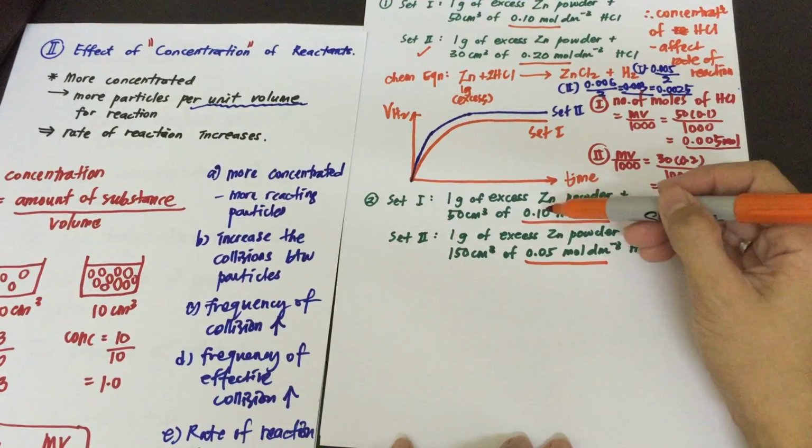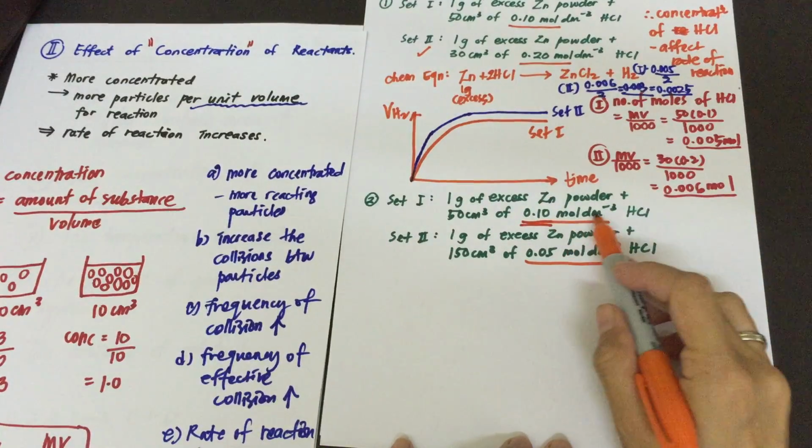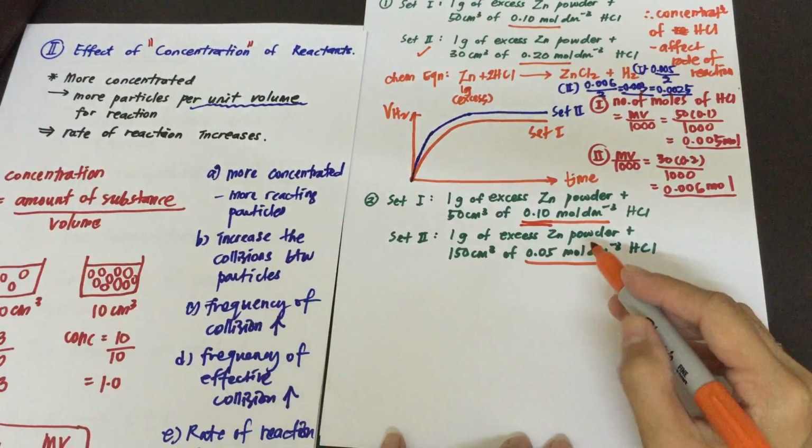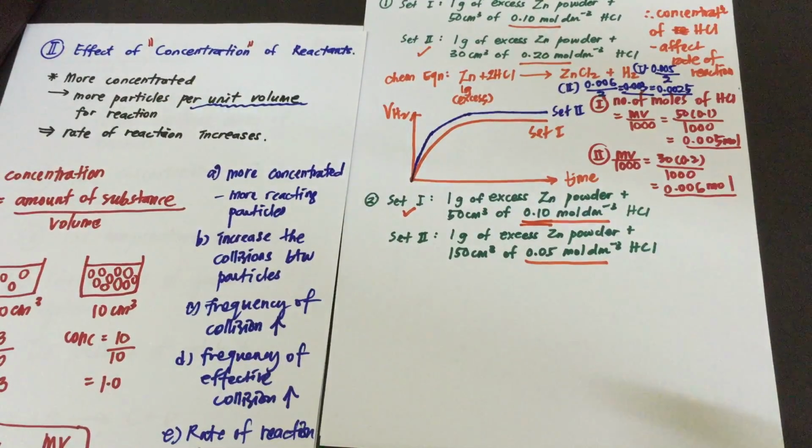So very obvious, the first set with 0.10 mole per decimeter cube is of higher concentration. Hence, set 1 will have a higher rate of reaction. And make sure when we draft the graph, set 1 will have a higher initial rate graph sketch compared to set 2. Now we go to the second part, which is to calculate the number of moles of the hydrogen gas released in order to understand and justify the ending part of the graph, whether it will combine together or it will separate.